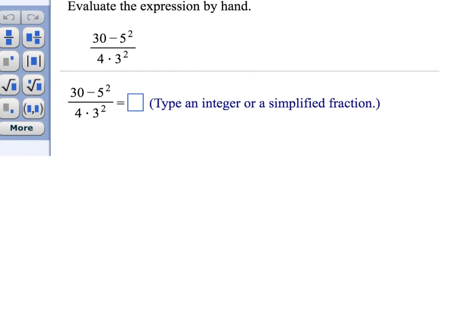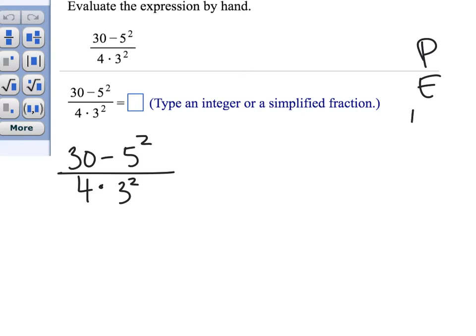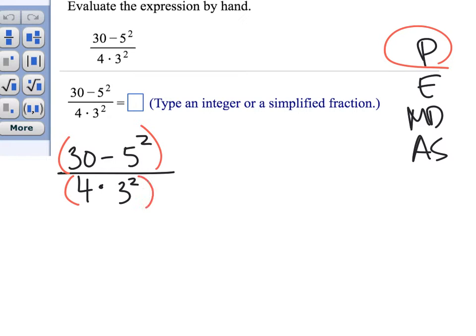Evaluate. Oh my goodness, they're getting fancy on us. 30 minus 5 squared over 4 times 3 squared. All right, so we're going to do that. Please excuse my dear Aunt Sally. And just like in that previous video, we do have parentheses. We've got to figure out what the answer to the numerator is, and we have to figure out what the answer to the denominator is before we're able to do the division.